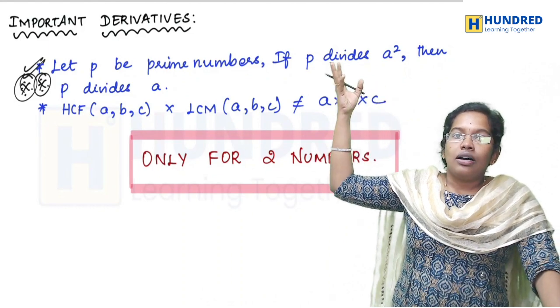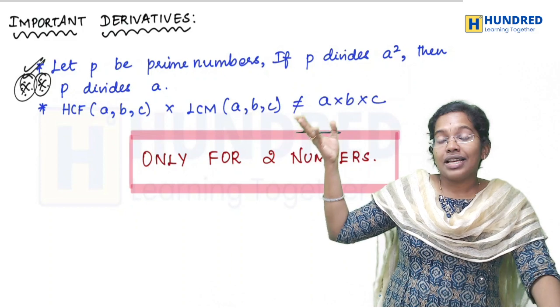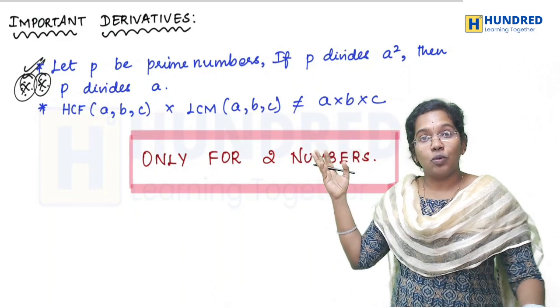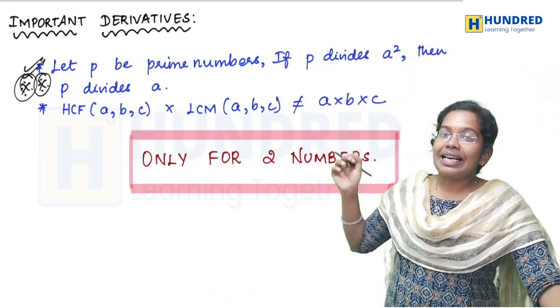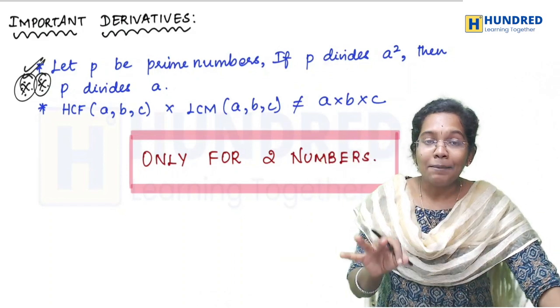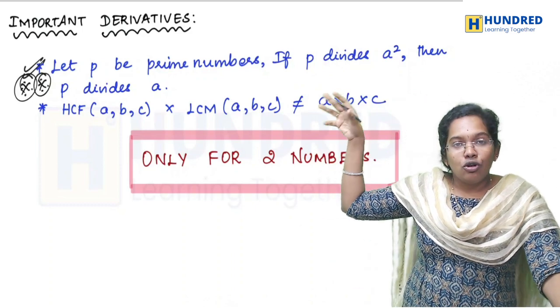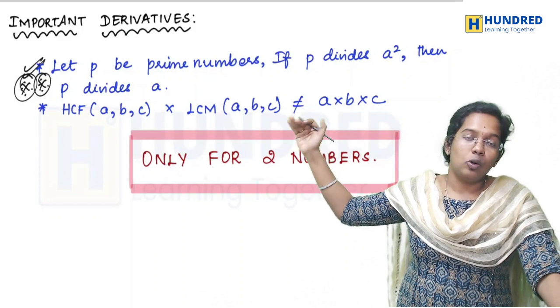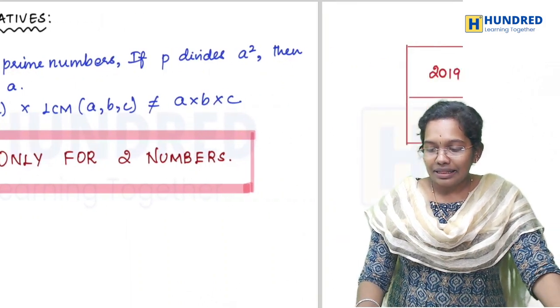So we have seen this formula, right, which is HCF of two numbers into LCM of two numbers will be equal to the product of two numbers. But in the case of three numbers, this is not possible. Okay. So you have to know this. Only for two numbers this formula holds. Okay. So these are the main things you have to know.